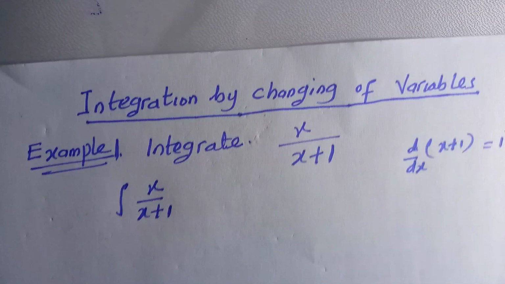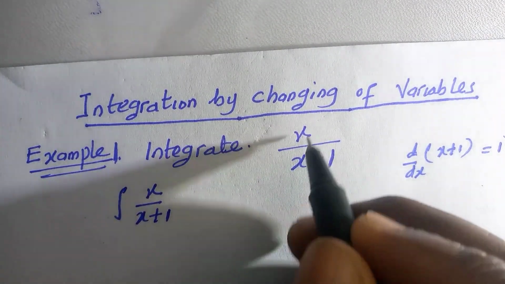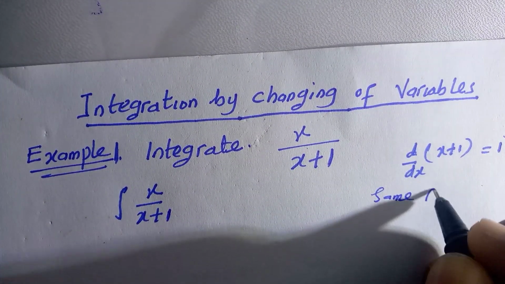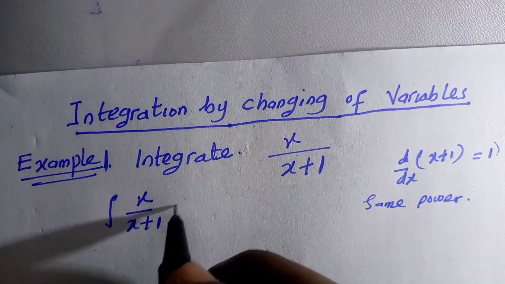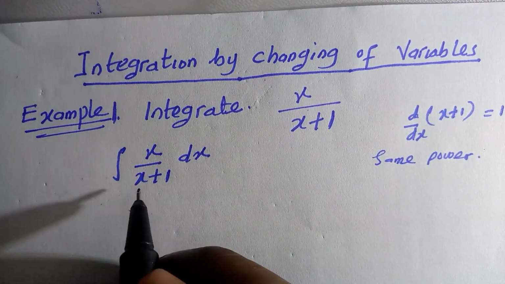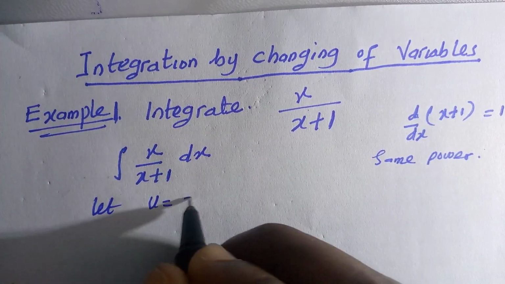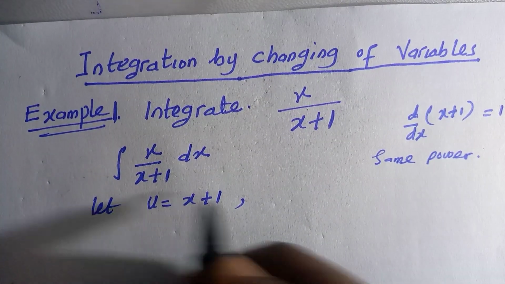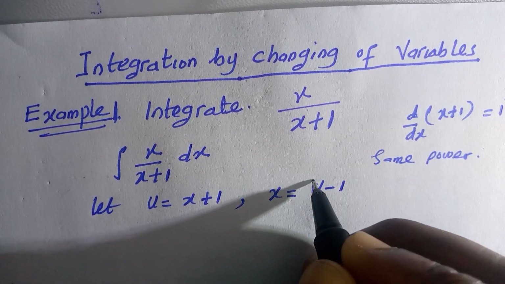All right, let's see how to do it. We are given this question to integrate. The powers are the same. So what we are going to do here is let the denominator be u, as we did earlier, but we change the variable during the process by letting u equal x plus 1, and we can still make x the subject here, and we have x equals u minus 1.